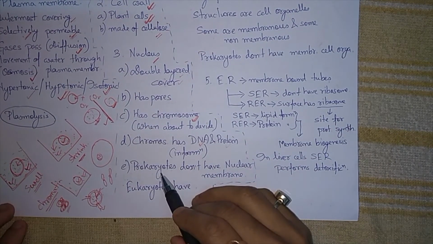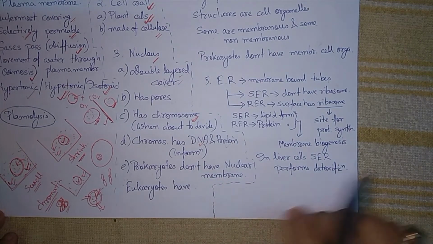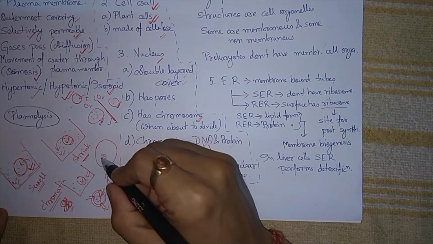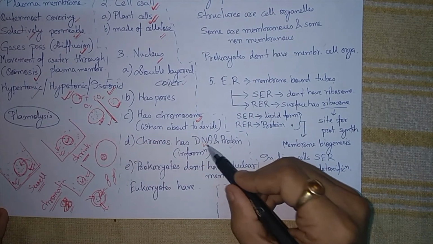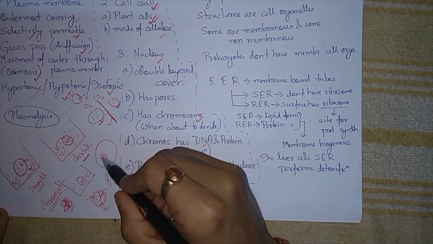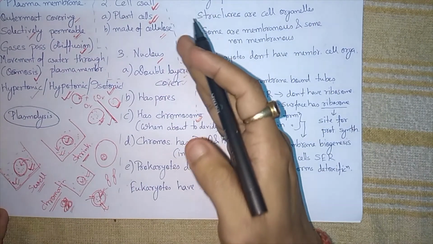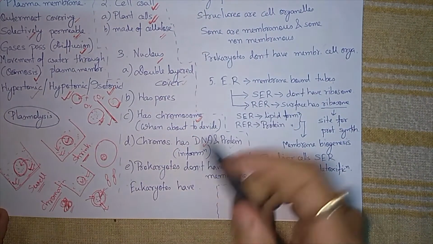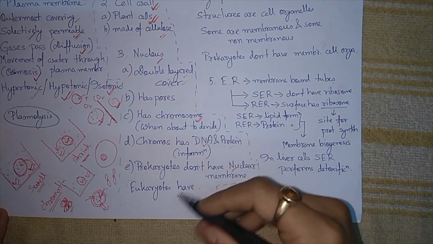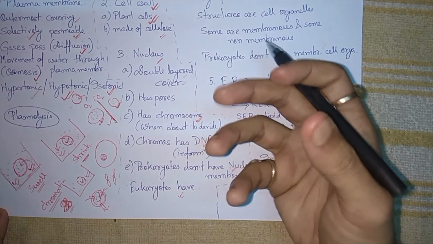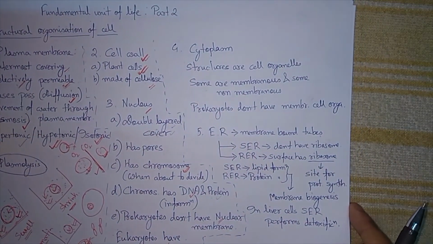Okay. Now in case of prokaryotes, they do not have nuclear membrane. Remember, prokaryotes do not have the nuclear membrane. Otherwise, they have the DNA and protein, but they do not have the nuclear membrane. It is not like that prokaryotes do not have nucleus. They have nucleus, but they do not have the nuclear membrane. Whereas eukaryotes have the nuclear membrane along with its constituents. Clear? Now we will move to the cytoplasm.